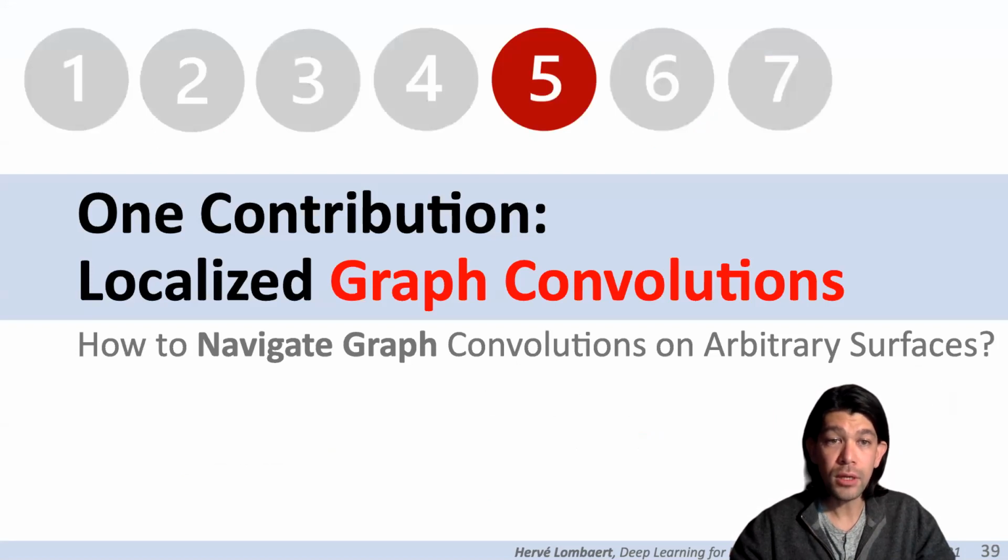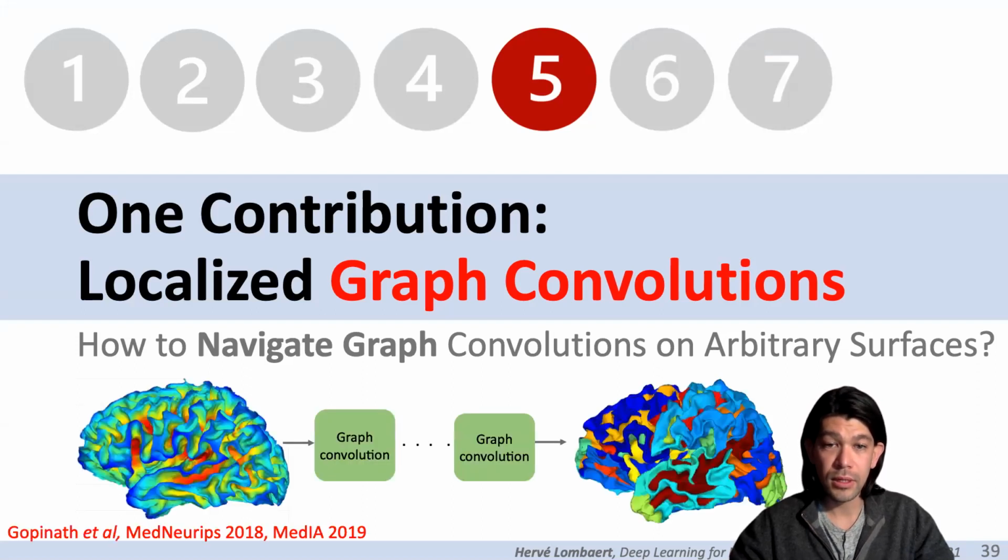So the first one: how do you do graph convolutions or localized graph convolutions on brain surfaces? Could be brain surfaces, but any highly folded or any complex surface, for example. So that's mostly the work done by Kartik Gopinath in our lab.